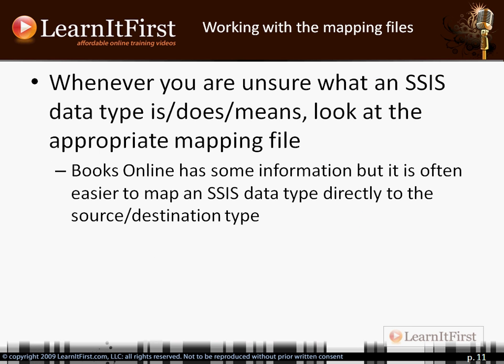So I just suggest to you that if you're not clear, go look at those mapping files. There's some great information, but to me, it's often easier to map it directly in my brain using these mapping files than it is to look in Books Online and see a description like 1 byte signed integer. Because that'll be the description. If we go take a look at the DT_I1 data type, that's all it's going to say. It's going to say 1 byte signed integer. And then I've got to think to myself, okay, well, in SQL Server, that's a tinyint, is that right?